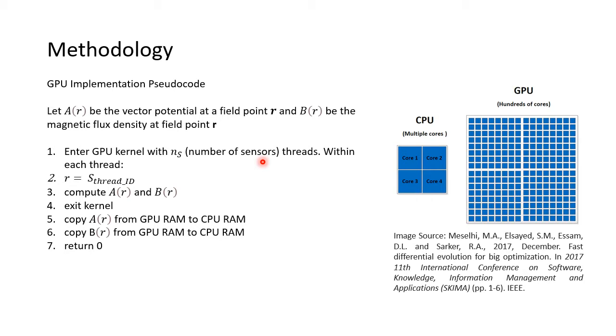To reduce this wait time, the GPU implementation creates different threads for each sensor, as seen in the first line of the pseudocode. Within each thread, the magnetic potentials and magnetic flux densities will be calculated using predefined mathematical formulae, as mentioned in the second line of the algorithm. At the end of each calculation, the results will be copied to the CPU RAM according to lines 5 and 6 of the code.